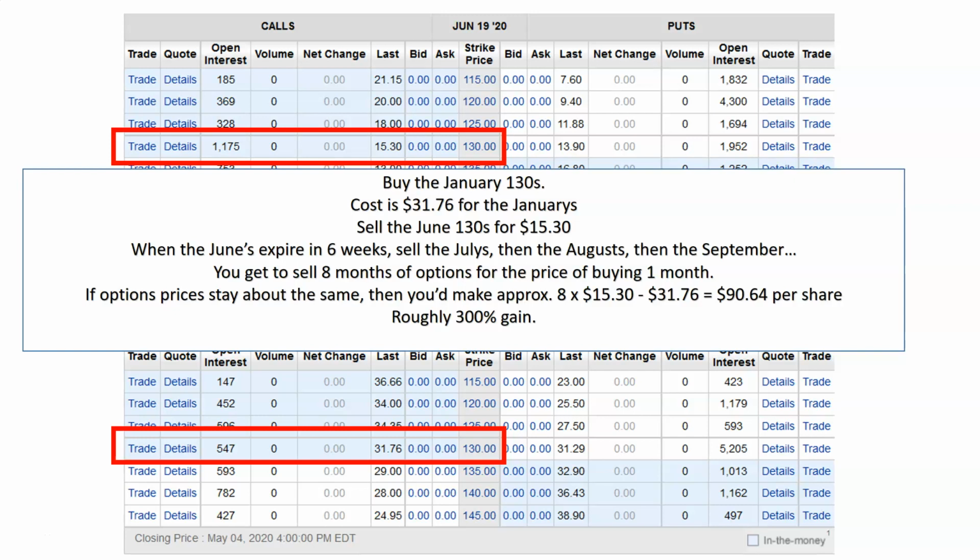Minus, again, 31.76 means about $50 in profit, a 150% gain. So there's a significant upside to this kind of calendar spread if you do it right.